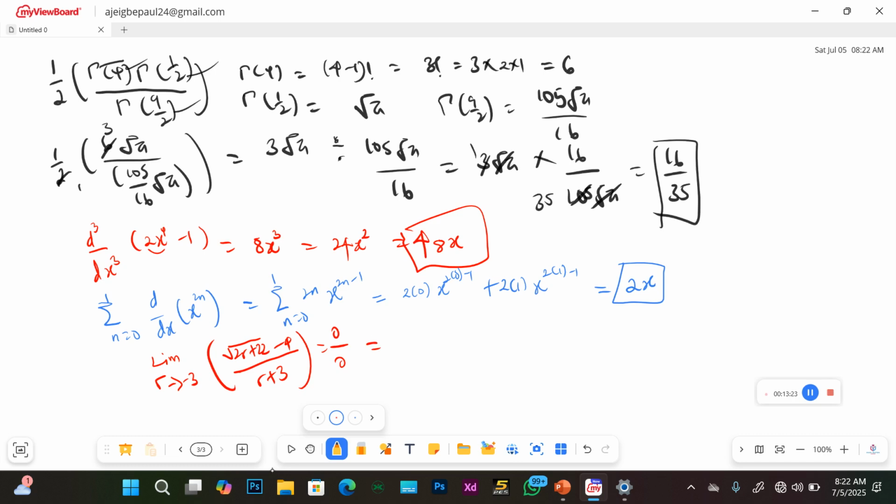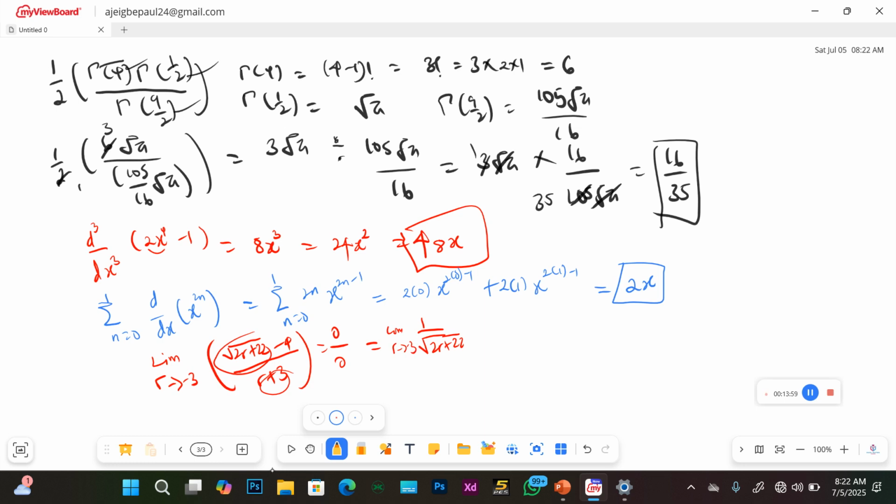Now using the L'Hopital rule in solving this limit, we are differentiating the numerator and at the same time differentiating the denominator. If you differentiate the numerator, we are going to have 1 over square root of 2r plus 22, and if you differentiate the denominator, that one is 1. I'm sure you know how to differentiate that. Now you take the limit r tends to -3.